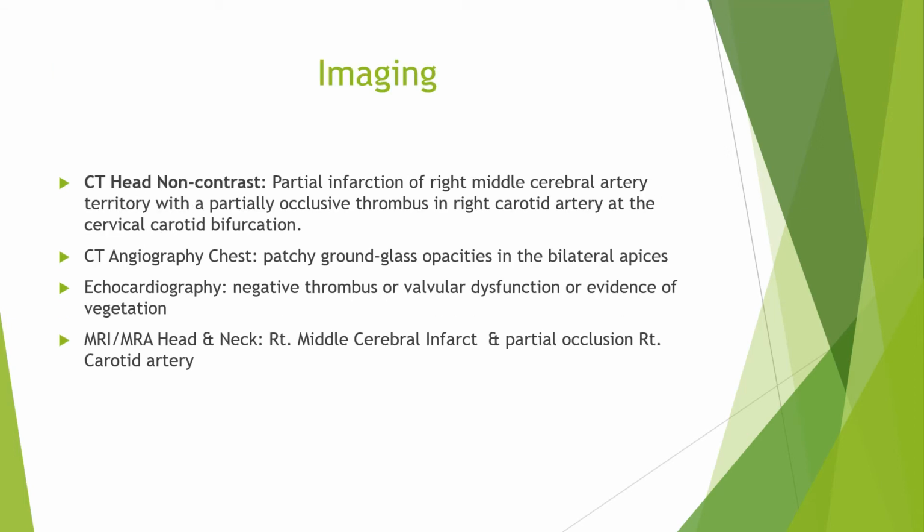Imaging: CT head non-contrast showing partial infarction of the right middle cerebral artery territory with a partially occlusive thrombus in the right carotid artery at the cervical carotid bifurcation. CT angiography of the chest revealed patchy ground glass opacities in the bilateral apices. Echocardiogram was negative for thrombus or valvular dysfunction, and no evidence of valvular vegetation. MRI, MRA head and neck showed right middle cerebral artery infarct and partial occlusion of the right carotid artery.